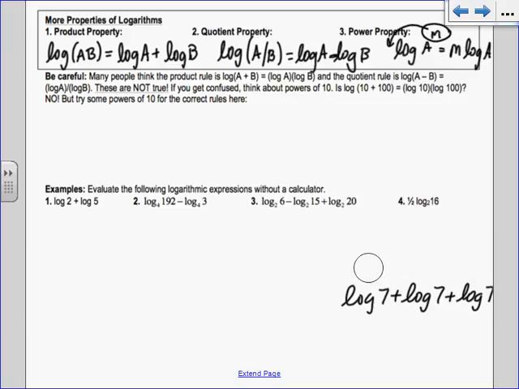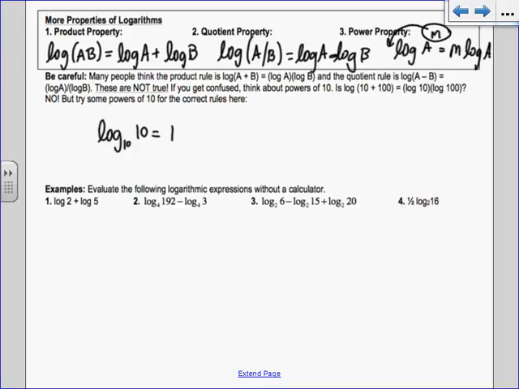All right. So it says, be careful. Many people think that the product rule is log of a plus b equals log of a times log of b. They get them confused. Okay, if you ever get stuck, just think about the logs that you know. Do you guys all know log of 10? Log of 10 is what number? It's 1, right? Log base 10 of 10 is just 1. 10 to what power gives you 10? Do you guys know log of 100? Nope. 10 to the 10 is not 100. 10 to the 2, right, is what gives you 100.